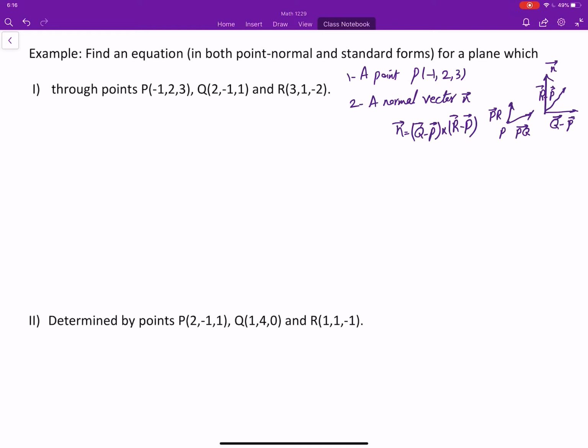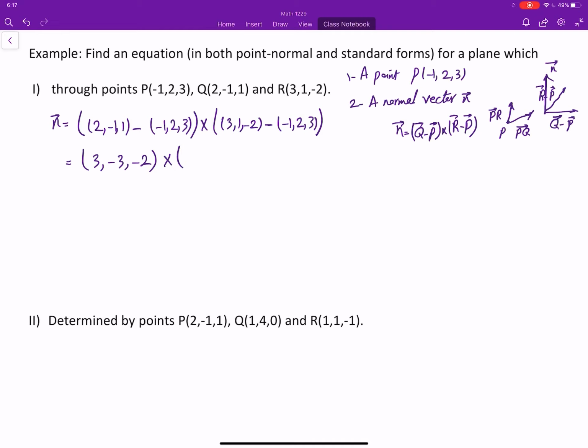Okay, nice. So let's do that then. Normal vector is going to be Q (2, -1, 1) minus P (-1, 2, 3), cross R (3, 1, -2) minus (-1, 2, 3). And very nice, here I get 2 minus negative 1 is 3. Negative 1 minus 2 is negative 3. And 1 minus 3 is negative 2.